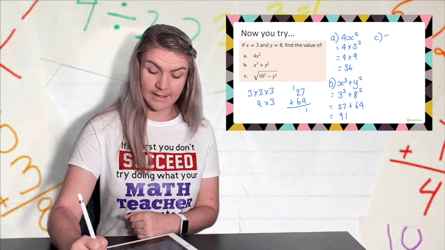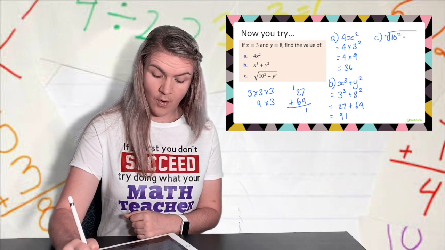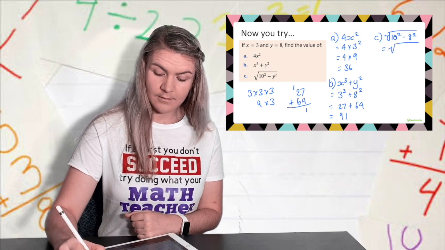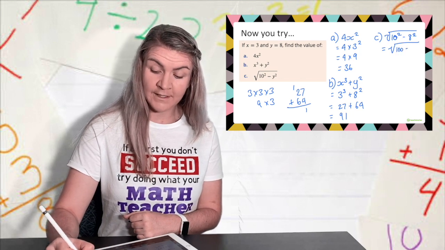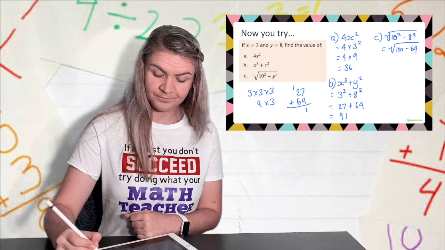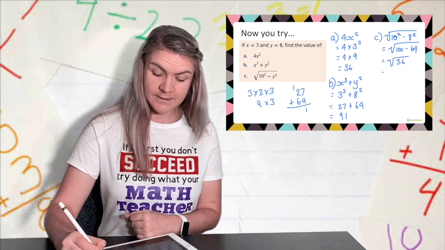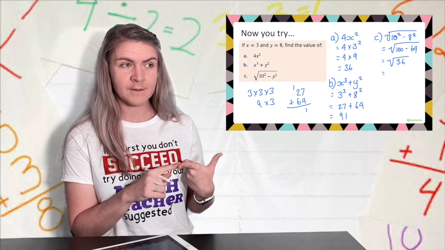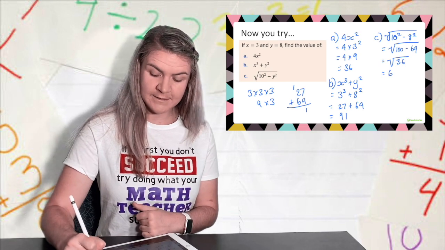And lastly, C, square root of 10 squared take 8 squared. Now, 10 squared is 10 times 10 is 100. Take 8 squared, which is 64. 100 take 64 is 36. And I'm going to think, what number times by itself equals 36? We know 5 times 5 is 25. 6 times 6 is 36. So it's the number 6.